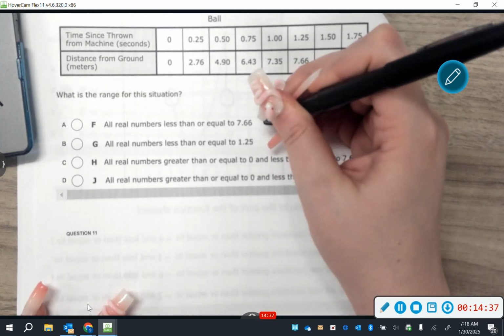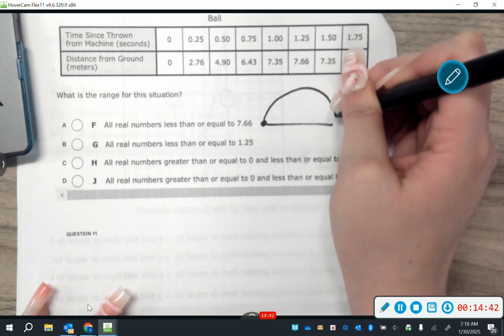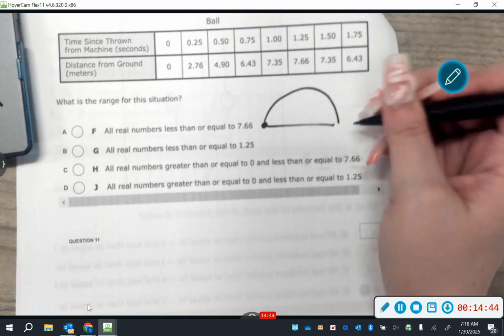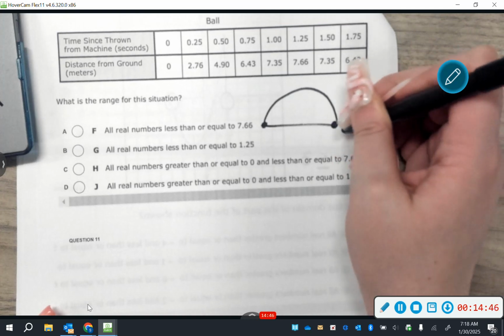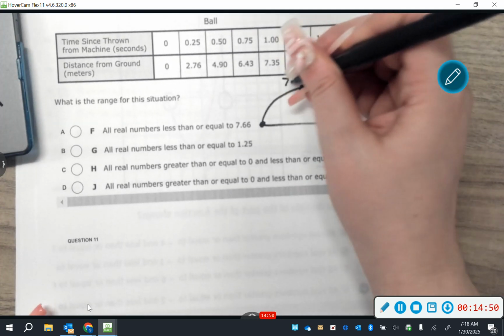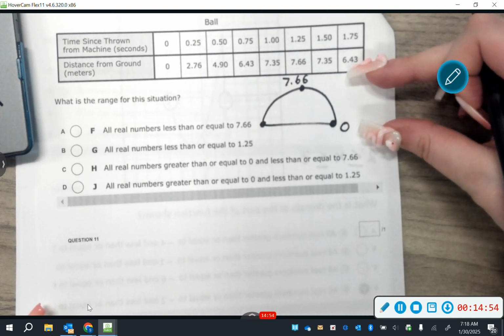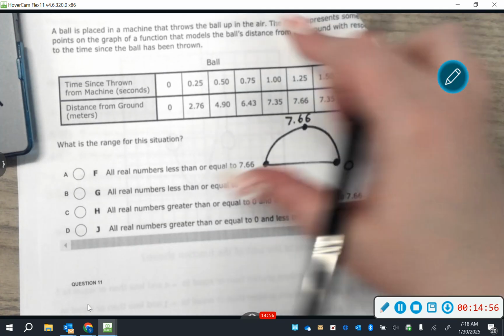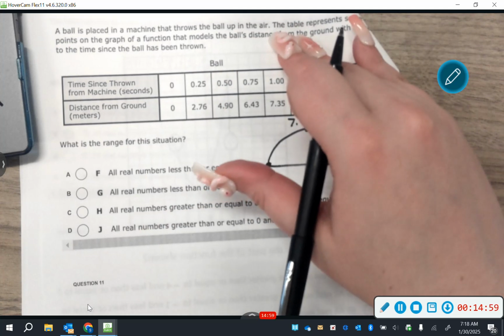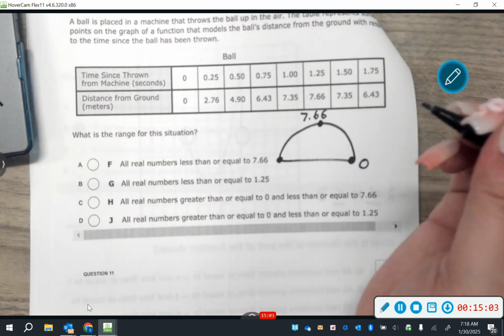So if you're thinking of the real world, our ball started here at 0, 0. It went up in the air, and it came back down. In the real world, it's not going to go past 0. And we already said our highest point was 7.66. So it has to be between 0 and 7.66 for this one, because it's attached to a real world problem. So our range for this one is going to be h.